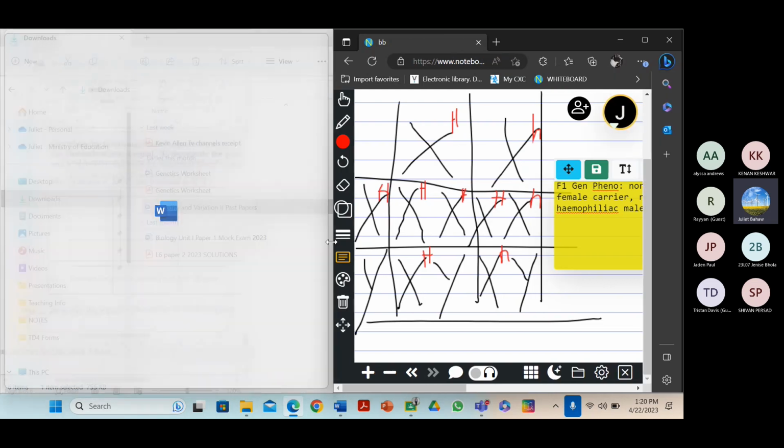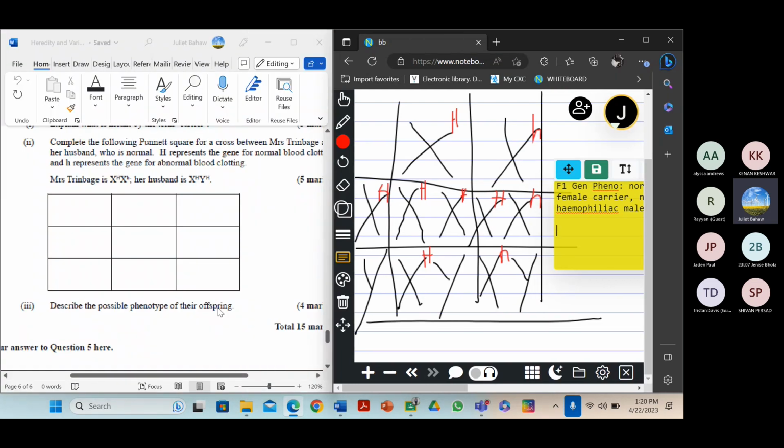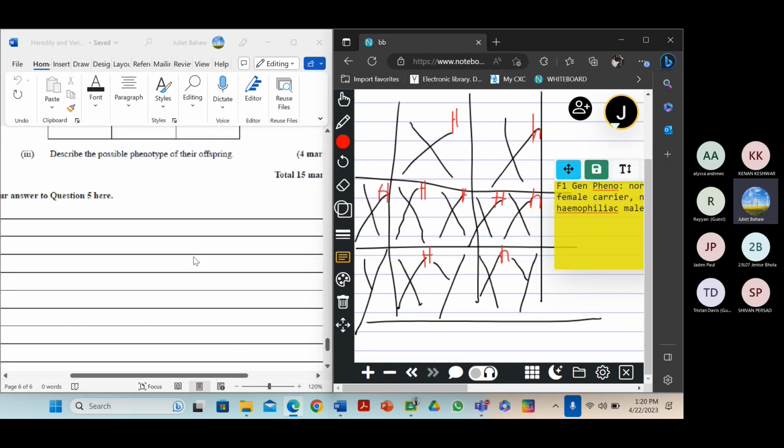Luckily, this question didn't ask anything about ratio. They just asked to describe the possible phenotype. So this is the answer here. To get your 5 marks, you need to fill in your boxes correctly. You also need to indicate the F1 generation genotype line, so you just list it out. All right, so there you go.